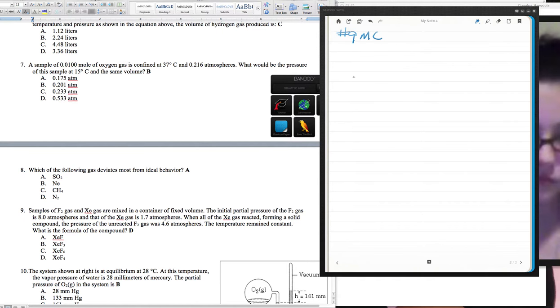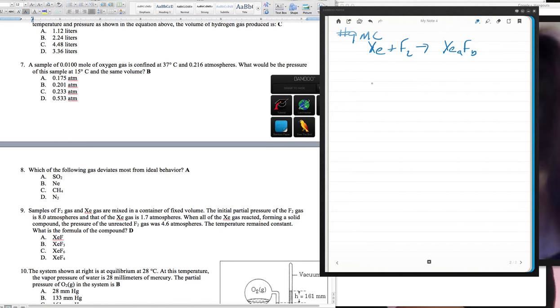Okay, this one's a pain. Every single year, this is one of the most missed questions. And I understand why. I don't really know how to address it ahead of time. But one of the things you can look at is that you write out the equation first. So Xe plus F2 gives us something that's Xe, and we don't know what it is. We'll call it A. And F has some letter B. So that's basically what we're looking for.